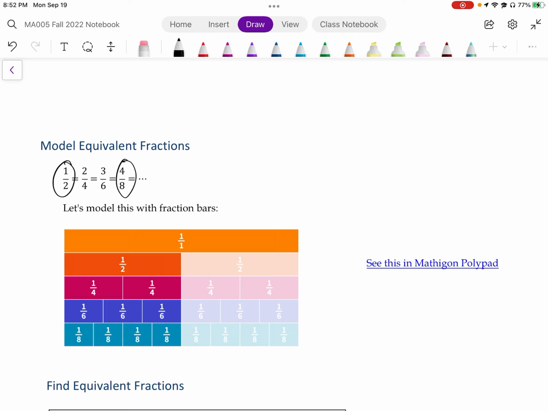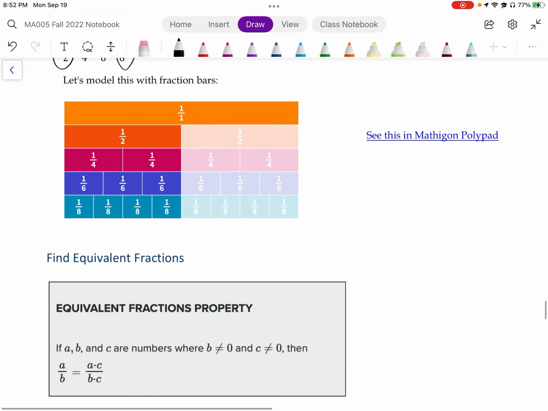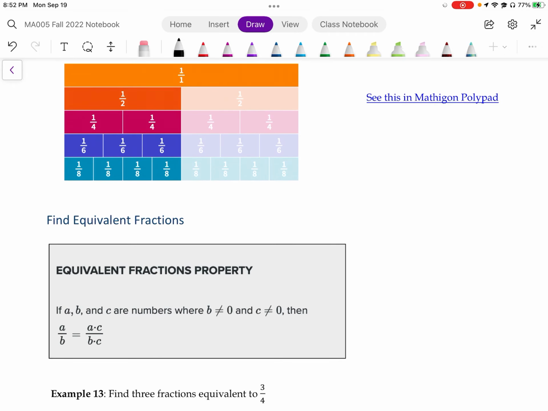Top and bottom. And the answer is, if A, B, and C are numbers, where B and C are not 0, then you can do this thing here. If I've got A over B, I can multiply top and bottom by the same number and I get a new equivalent fraction.